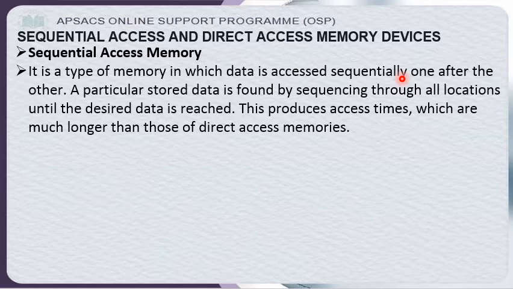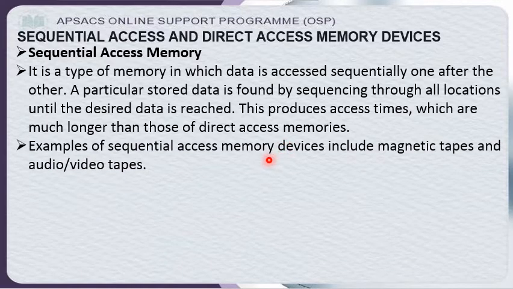If you want to reach record number 10, you have to go through all the previous records: 1, 2, 3, 4, 5, 6, 7, 8, 9 and then 10. What will it produce? It will produce excess access time, meaning that while reaching a specific record, the time consumed is a lot. But when we talk about direct access memory, it will utilize less time as compared to the sequential access memory.